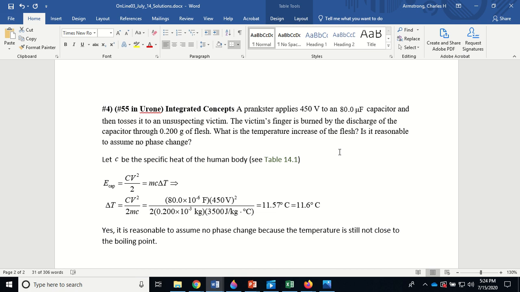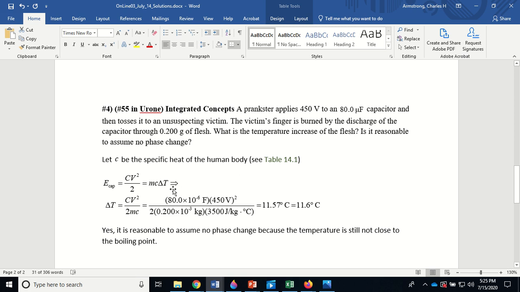The victim's finger is burned by the discharge of the capacitor through, okay, this is where it gets complicated, 0.200 grams of flesh. What is the temperature increase of the flesh? Is it reasonable to assume no vaporization? So you would just have to use this. What is the temperature increase of the flesh?